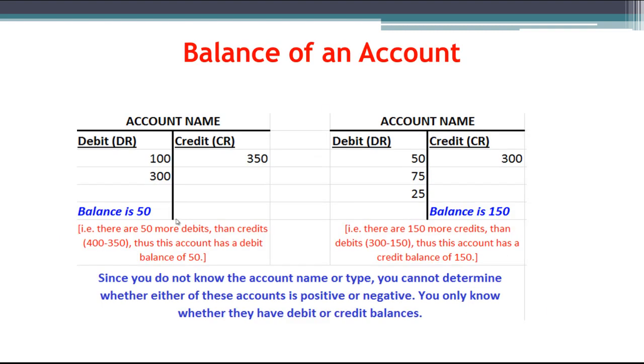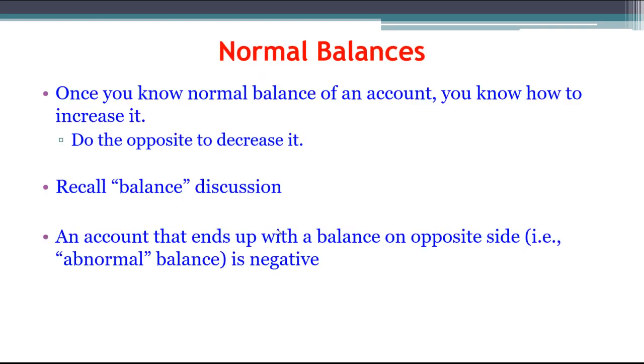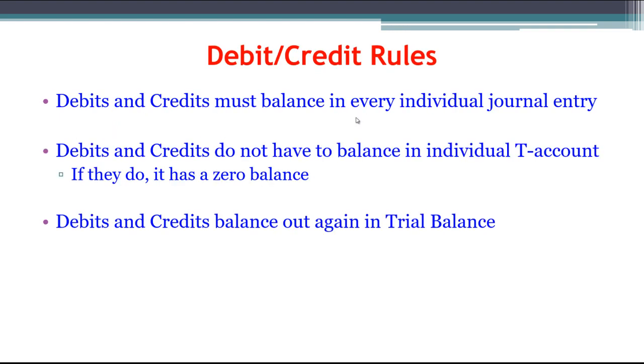Now we talked about the rule for balances, how to balance an account. We went through normal balances, and we said if the account ends up on its normal side, then it's positive. If it ends up on the opposite side, it's negative. Now let's go back to the balancing rules. We said that every individual journal entry has to have a balancing debit and credit dollar amount. However, for an individual T account, it does not have to have equal debits and credits, and in fact, if it does, it has a 0 balance.